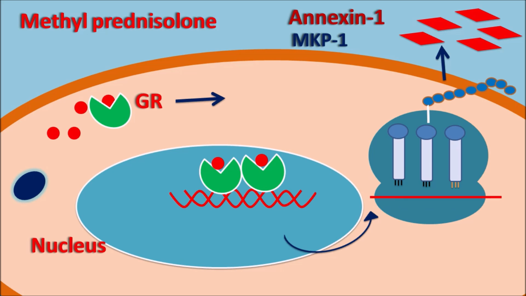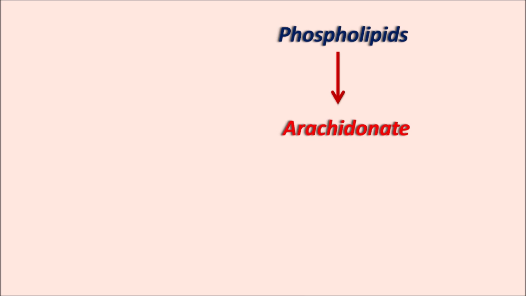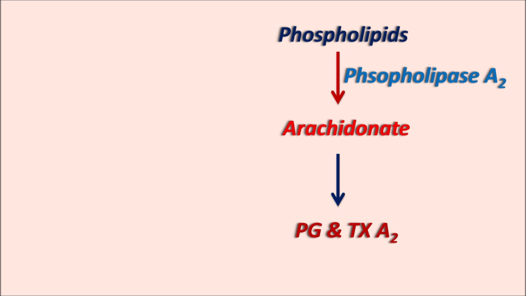So one of the anti-inflammatory actions is mediated through the annexin 1. Phospholipids can be cleaved to produce the arachidonic acid or arachidonate. This reaction is mediated by phospholipase A2 enzyme. And after this cleavage, this arachidonate can be converted into prostaglandins as well as thromboxane A2 by the COX pathway, the cyclooxygenase pathway. In this way, prostaglandins as well as thromboxane A2 are going to be synthesized from the phospholipids, and these mediators can produce the inflammatory response, and can also increase the body temperature, resulting in hyperthermia.